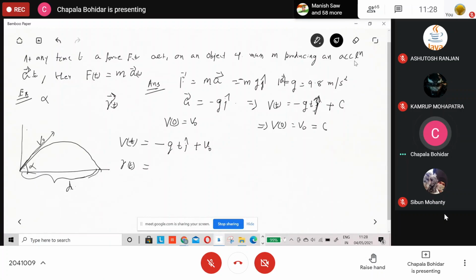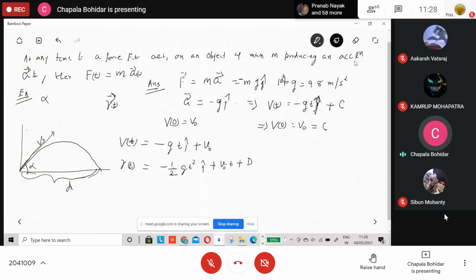Rt is equal to, tell me, Rt is equal to integration of this value. So what do you get? Minus 1 by 2 g t square j cap plus V0 t, plus then another constant, say D. Clear? Yes, ma'am.